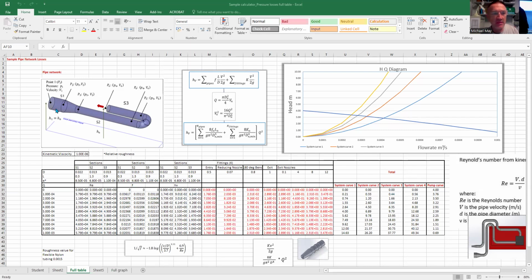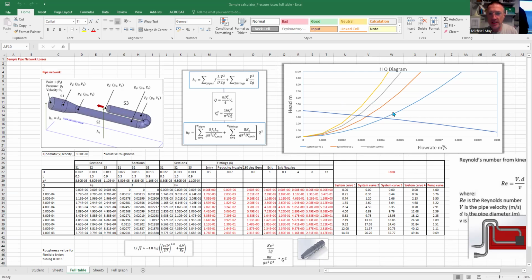So in this pipe system, we've got three straight sections that we call S1, S2, and S3, in which there will be major losses between the fluid and the inner wall of the pipe due to friction. And there will be minor losses at the 180-degree bend, the converging nozzle, and the inlet and the outlet, which are fittings of sorts.